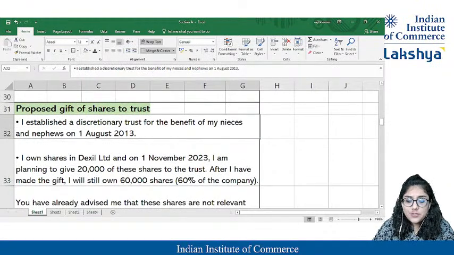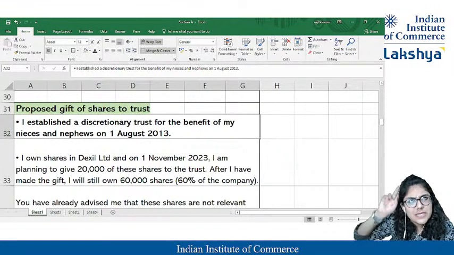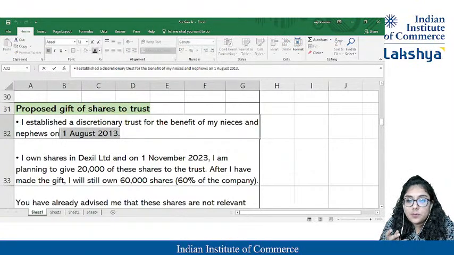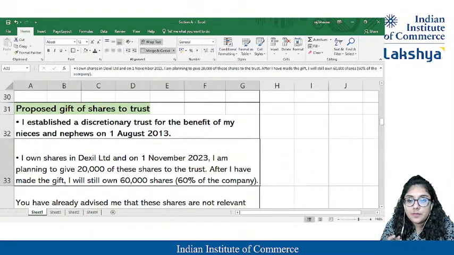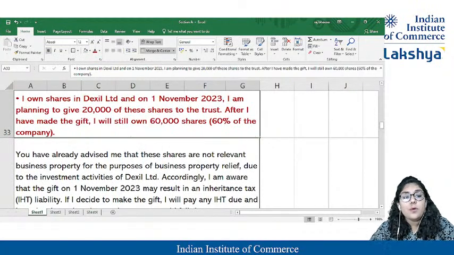I established a discretionary trust for the benefit of my nieces and my nephew. On which date, guys? I established it way back in 2013. It could be 10 years back. Cool. Let's go ahead. I own shares in Dixil. This is a company, Dixil Limited.